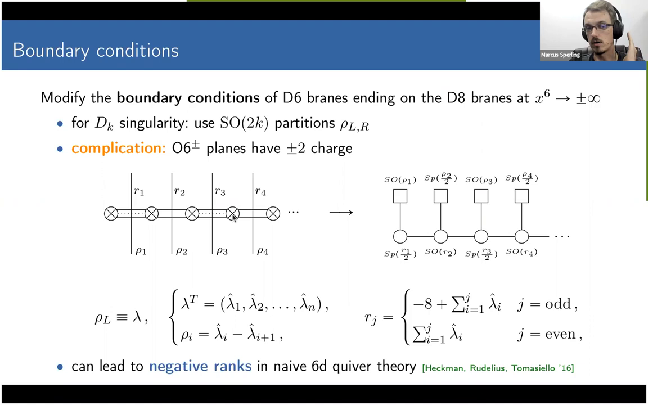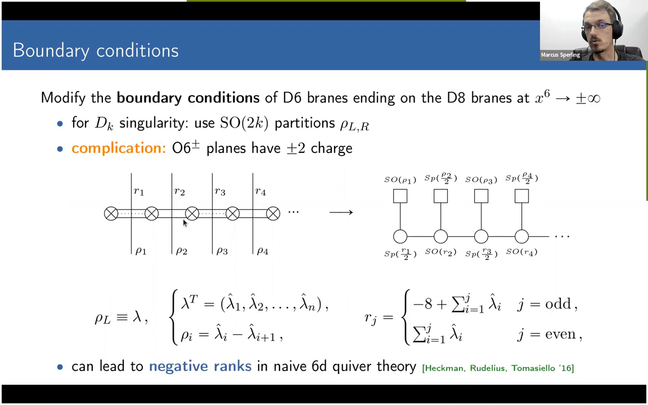So in each step, I go to the NS5 brane, I look at how many branes are left and right, and what is the value of the cosmological constant set by the number of D8 branes. Then you can find that the number of D6 branes for the even intervals, the ones with the O6 minus plane, are just given by the sum of some of these parts of the partition. So it's fairly nice numbers. All of them are non-negative. All good. But the trouble comes if you go to the O6 plus plane, which are the odd ones.